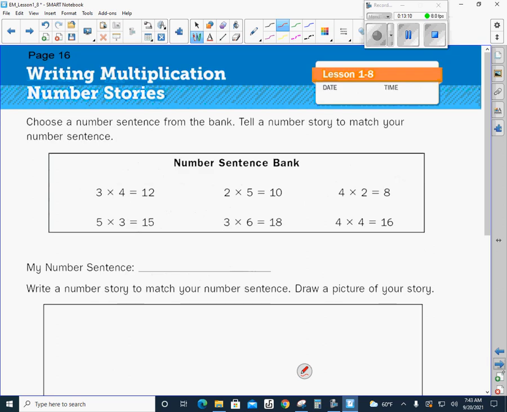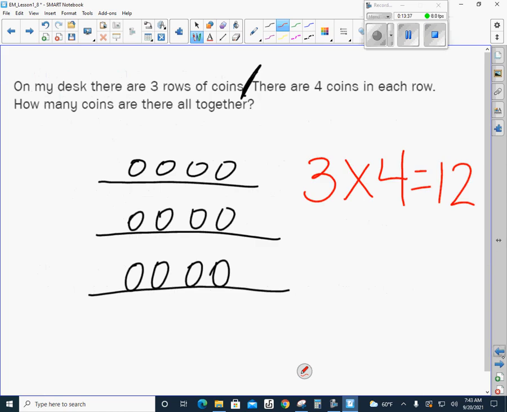Okay, on page 16, boys and girls, there is a spot where you can write a multiplication number story. You're going to choose a number sentence from the bank and tell a number story to match your number sentence. So, for example, I don't want you to use the 3 times 4 because we just saw 2 different number stories with that same problem. So let's not use that one, but think of that as an example. In the one problem, we had 3 rows of coins with 4 coins in each row. See how that number story was written?